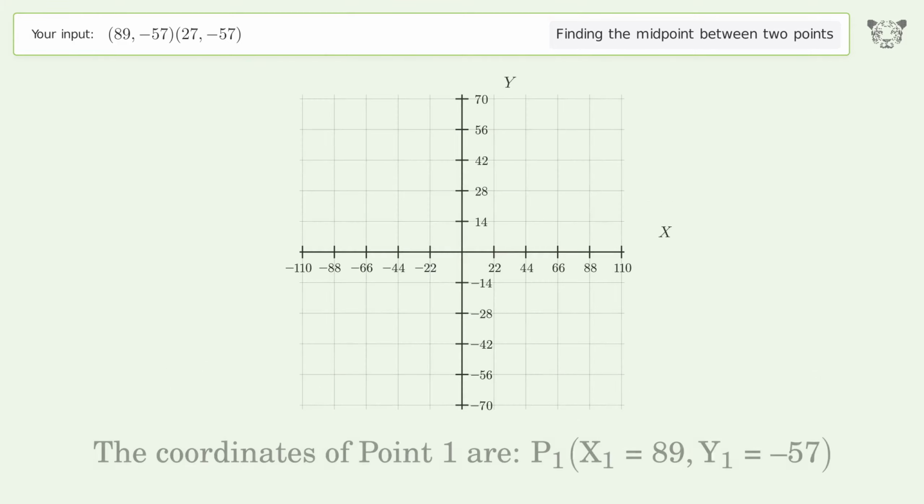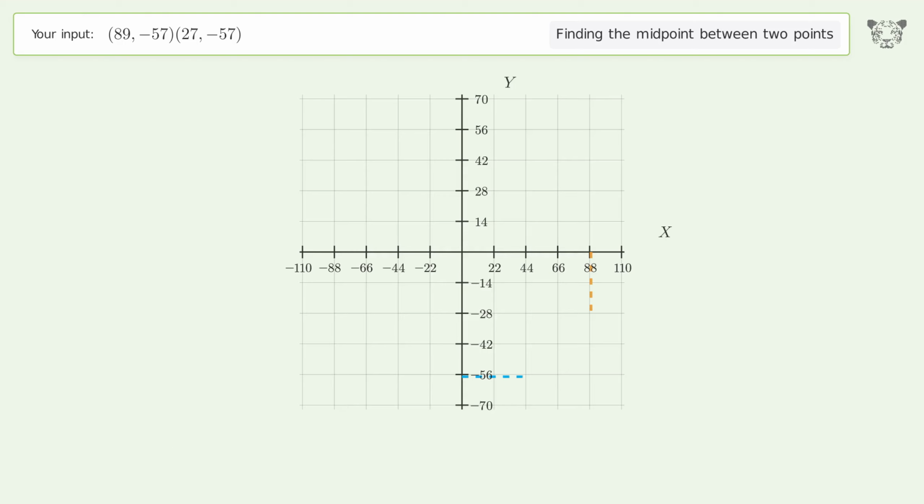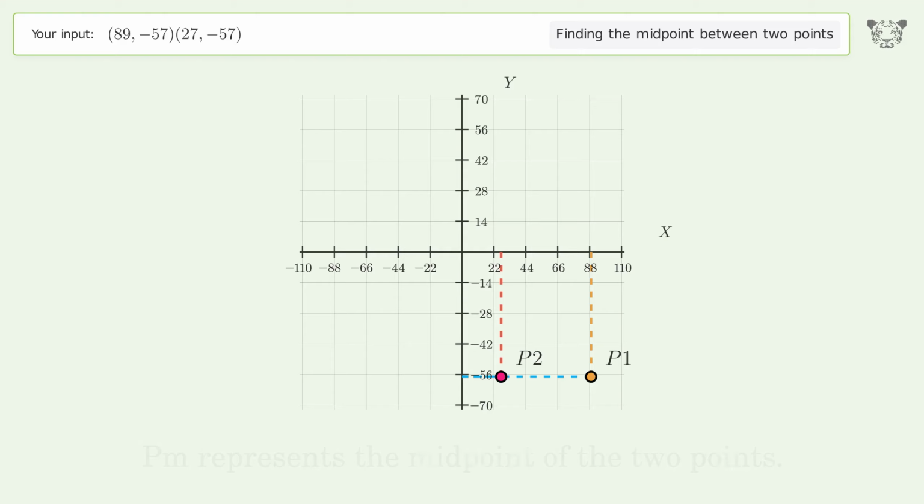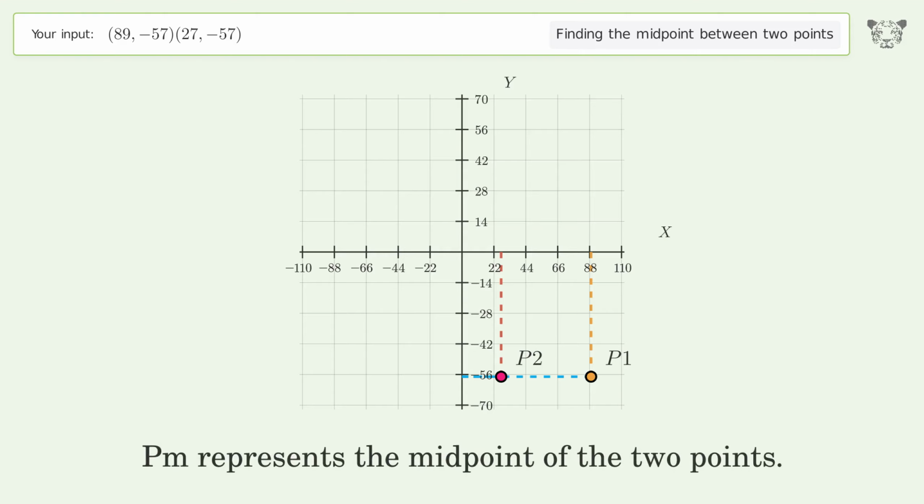The coordinates of point 1 are, x1 equals 89, y1 equals negative 57. The coordinates of point 2 are, x2 equals 27, y2 equals negative 57. PM represents the midpoint of the 2 points.